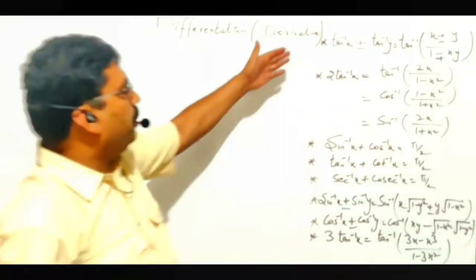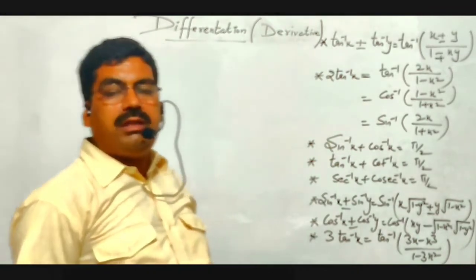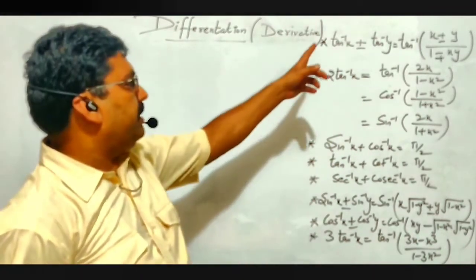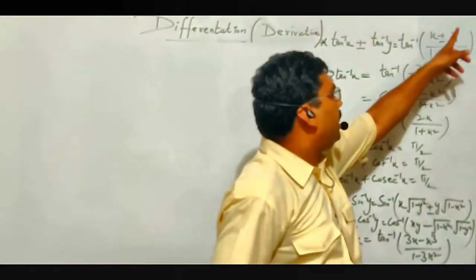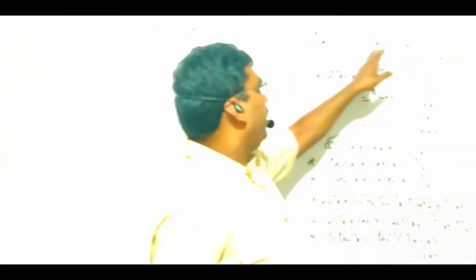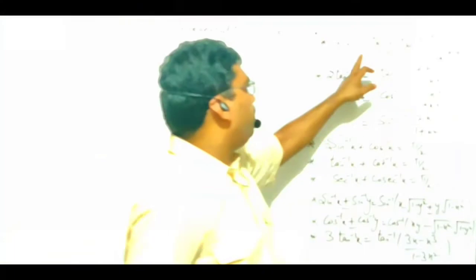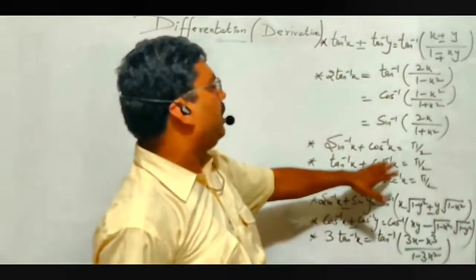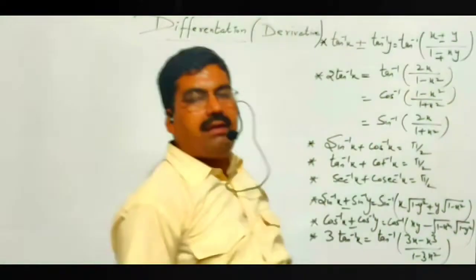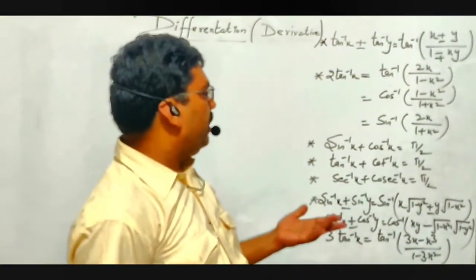Now here are some important formulae related to inverse trigonometry, and these are very useful in the derivative. Tan inverse x plus tan inverse y or minus. The formula is tan inverse of x plus y by 1 minus xy if plus is there, and x minus y by 1 plus xy if minus is there. And the other formulas for 2 tan inverse x. There are three formulas. First one, tan inverse 2x by 1 minus x square. Second, cos inverse x into 1 minus x square by 1 plus x square.